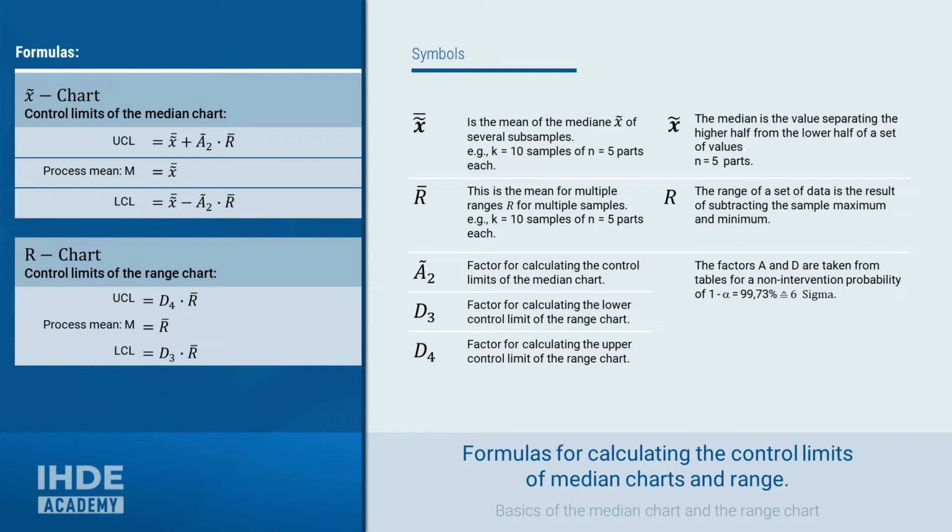So, if X tilde is the median of a single sample, then X tilde bar is the mean of the individual medians. Thus, X tilde bar is the process center line for the process. Similarly, R is the range of a single sample, and R bar is the mean of the ranges. The factors A tilde 2, D3 and D4 for calculating the control limits are taken from tables. These differ from other factors used to calculate the 95 or 99% limits.